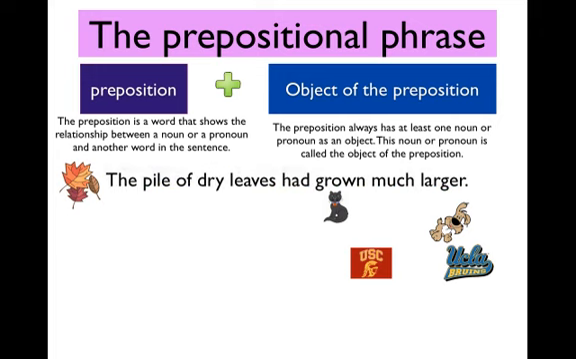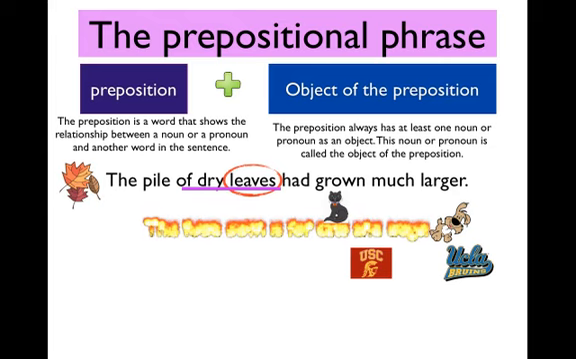The pile of dry leaves had grown much larger. So in this sentence, of dry leaves is our prepositional phrase. And leaves is the object of the preposition. Of what? Of leaves, of dry leaves.